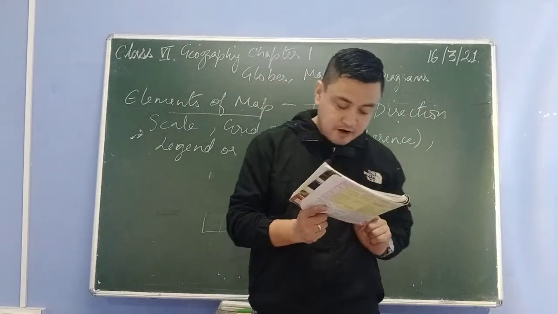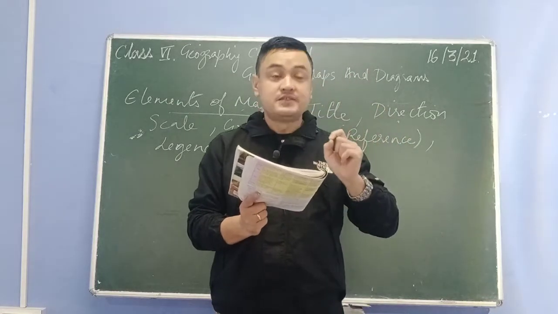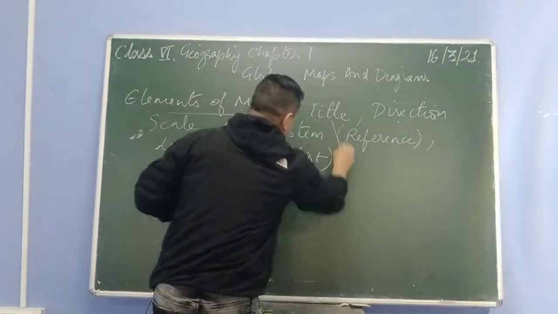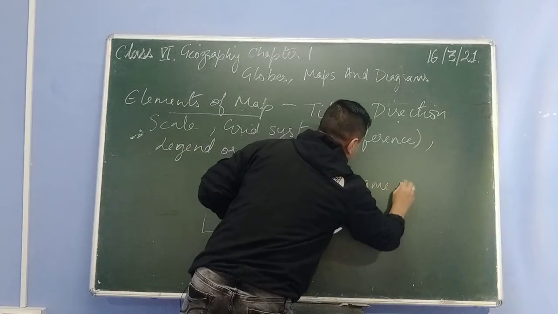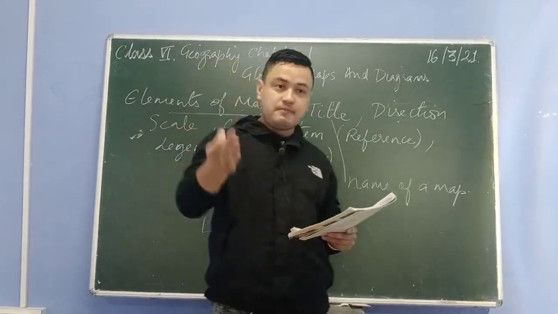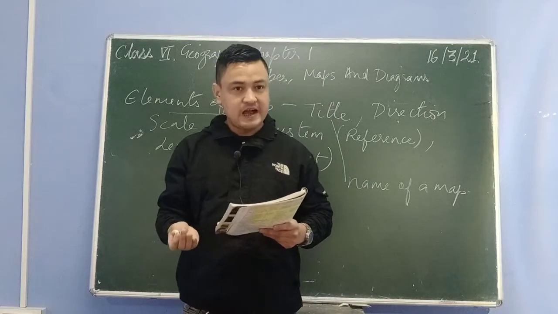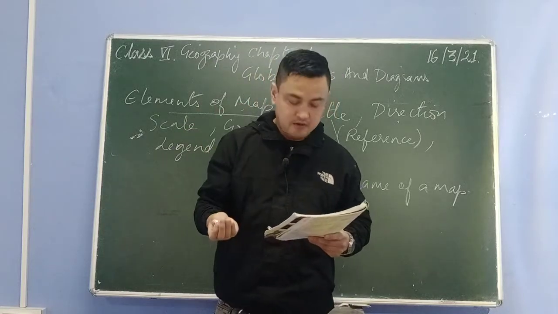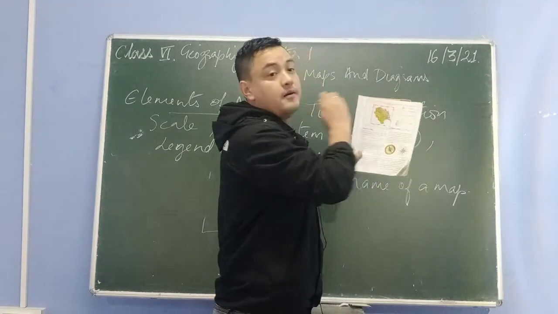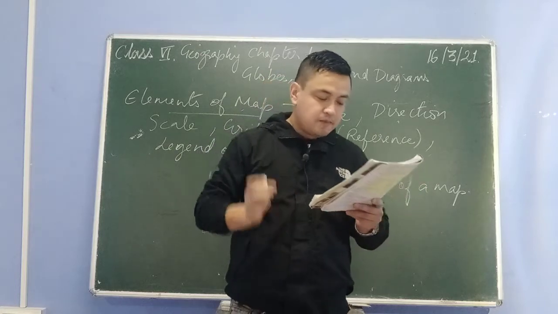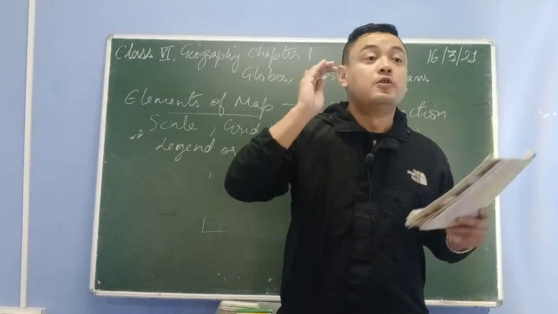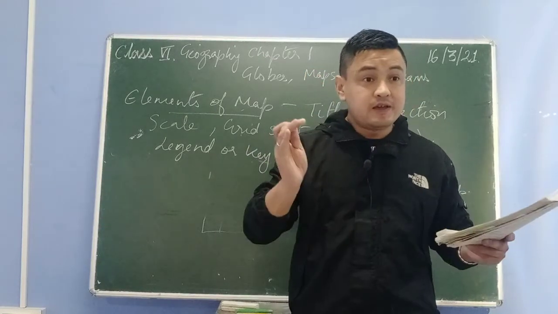Now let's read this one. The main title of the map tells us the name of a map. What is the name of the map? It might be a political map, it might be a physical map, or it might be a thematic map. The name of the map is written at the top of the map. So the main title of the map tells us about the name of the country of the map which we are studying.